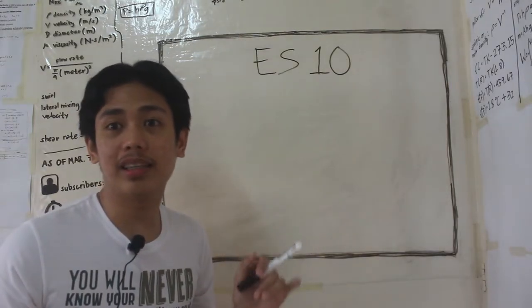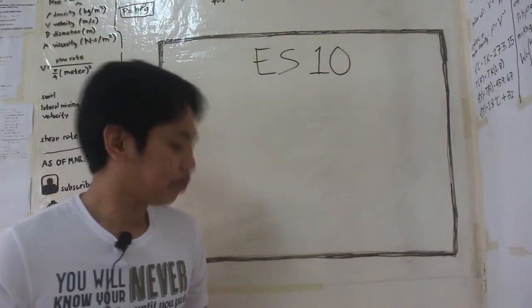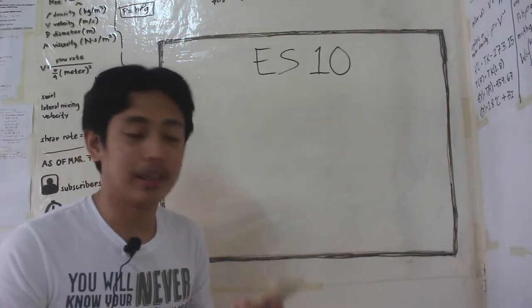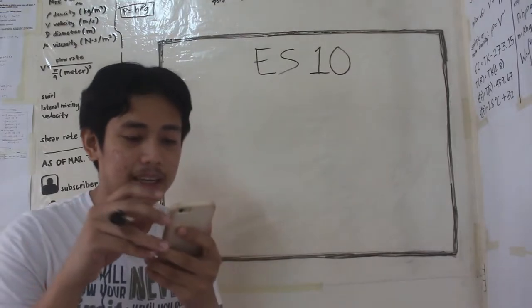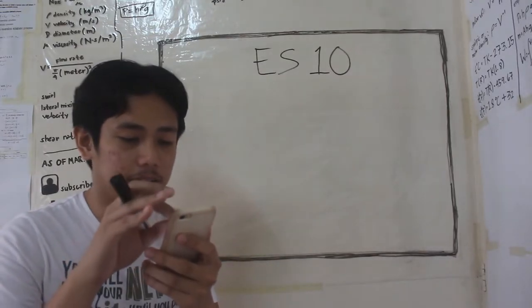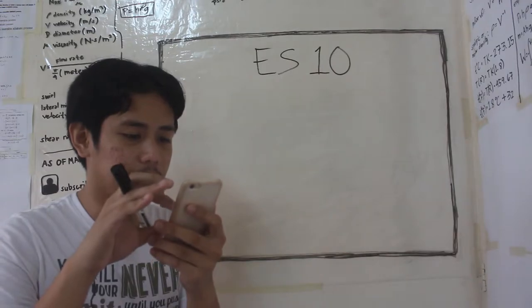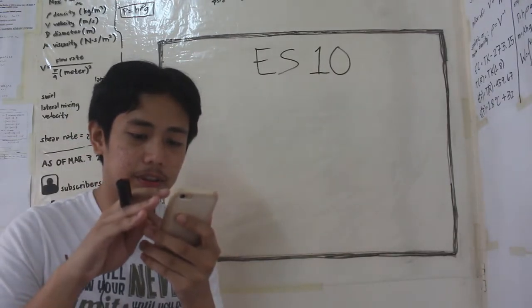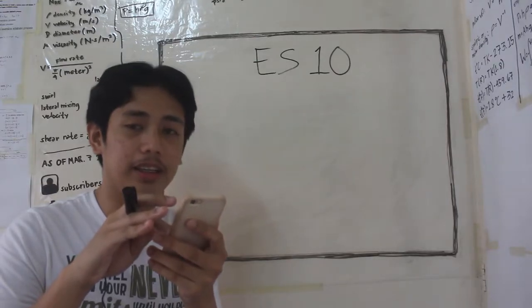So yeah, what is ES10? For those engineering students who have this course, the description is mechanics of rigid bodies. So that's ES10. Course description: fundamental principles of mechanics and their applications to simple engineering problems involving static and dynamic systems.